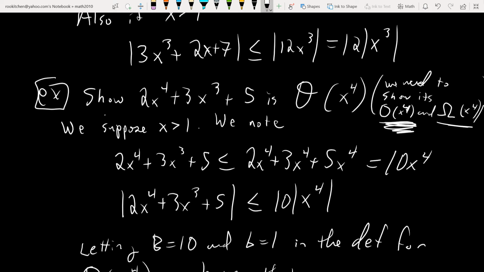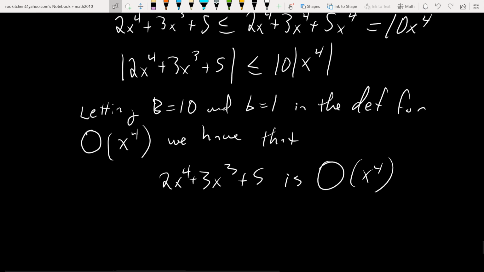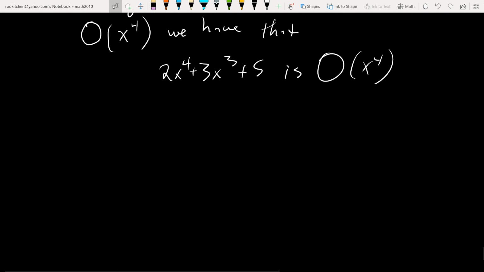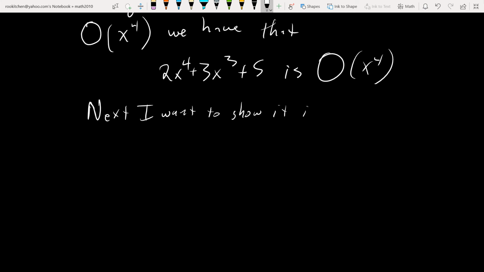We need to show now that it's bounded below. Okay, and in order to show it's bounded below, so next I want to show it is bounded below. And in order to pull this off, we do a kind of another trick. All right, so I'm going to start with x to the fourth.